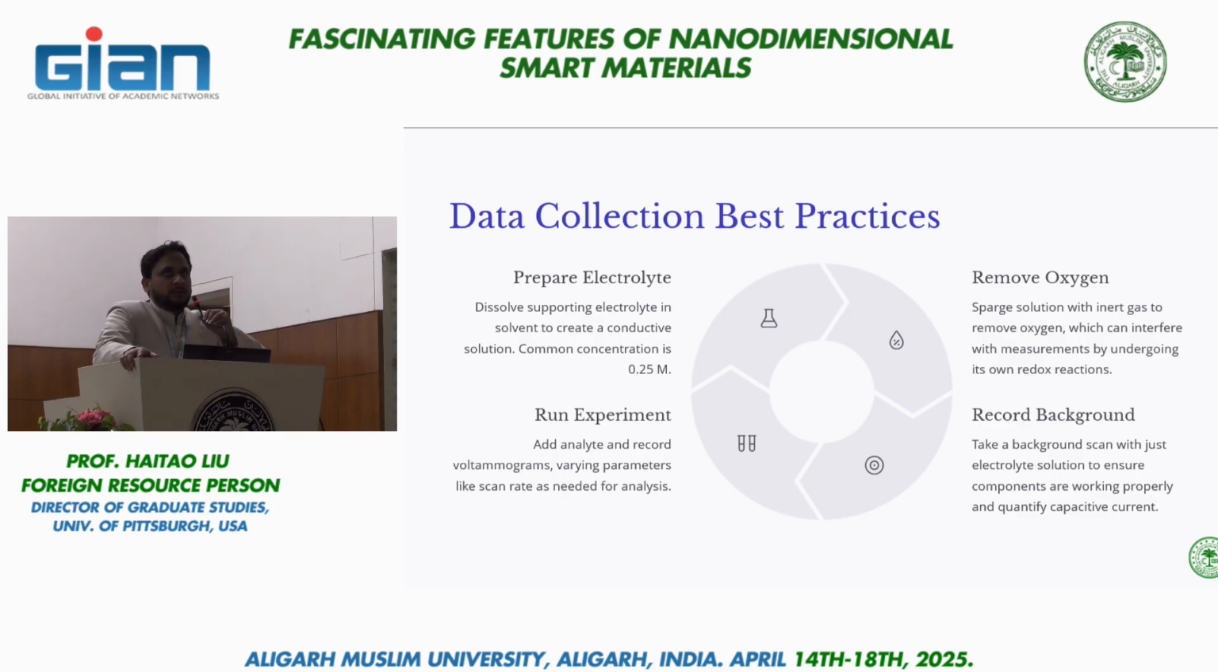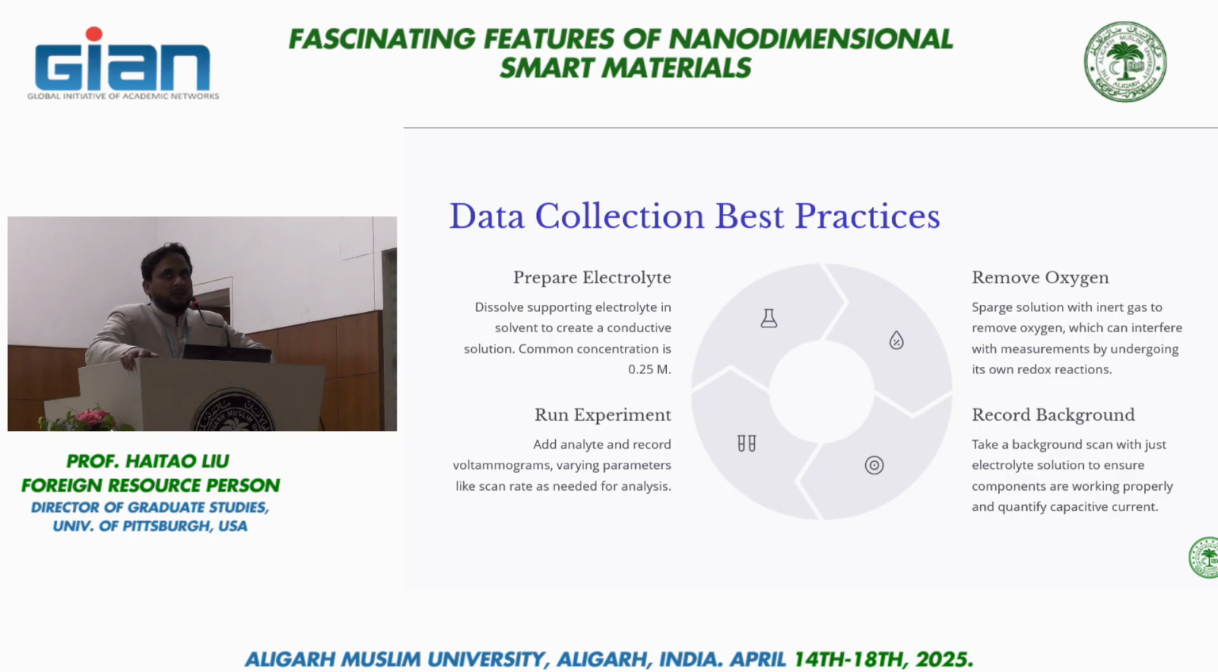Then, running the experiment, add the analyte, record the voltammograms and take at least 2 or 3 readings, and also check the reproducibility of the electrode preparation. It may happen that for the first time you have got a good result, but you always have to check the reproducibility. It may happen that you have incurred some error. If you have incurred some error for the first time, the error will not be the same during the second or third measurement. Therefore, always reproduce your experiment 2 to 3 times.